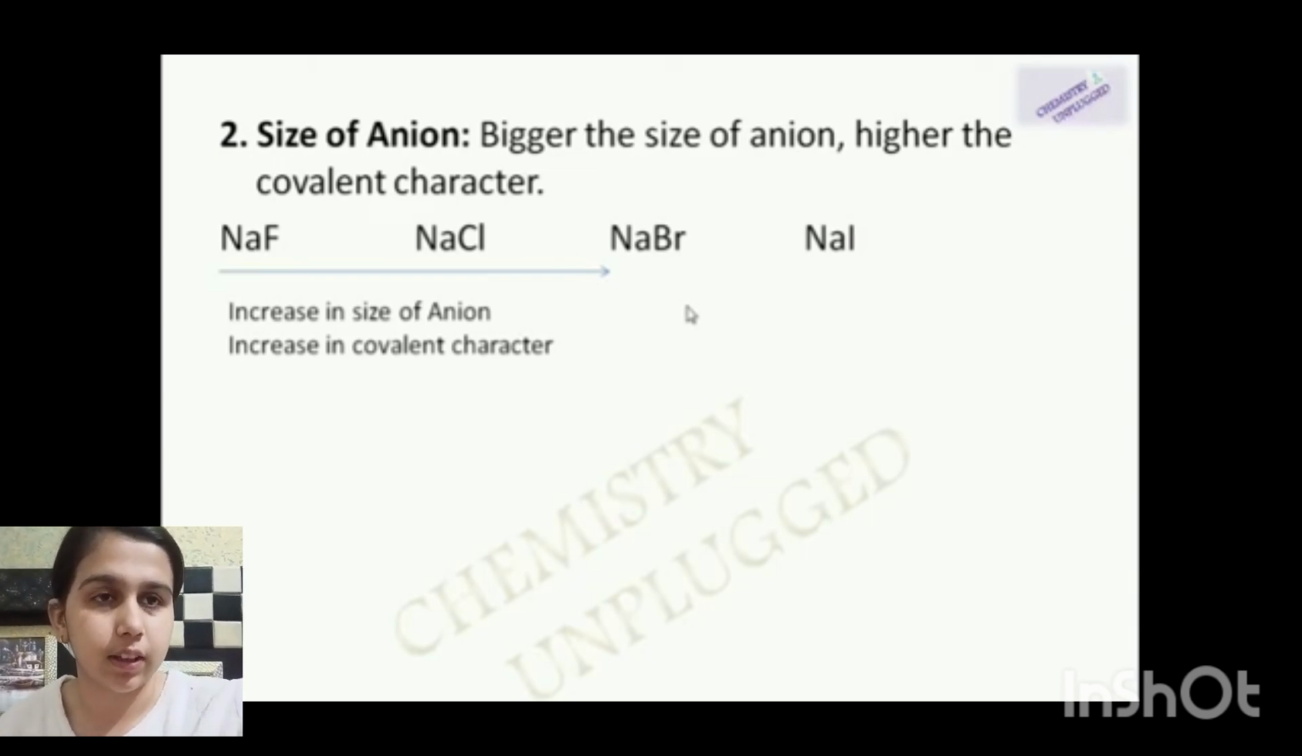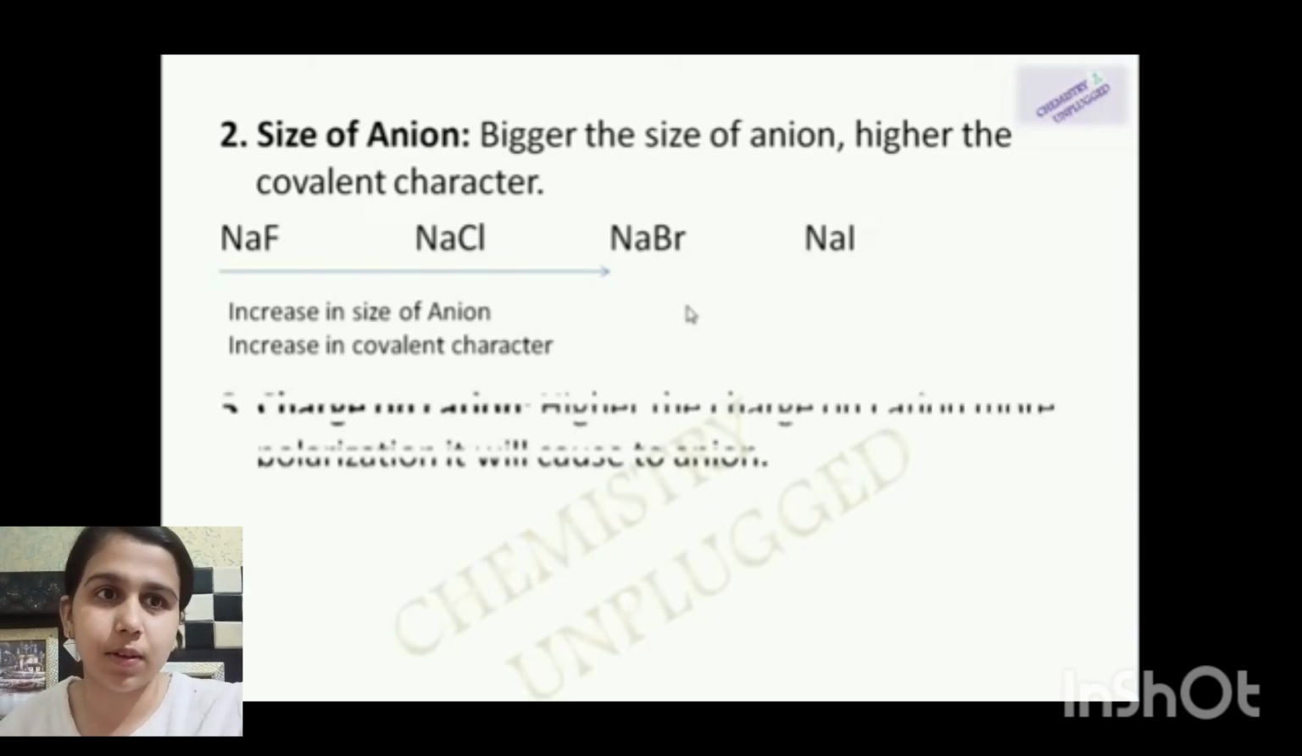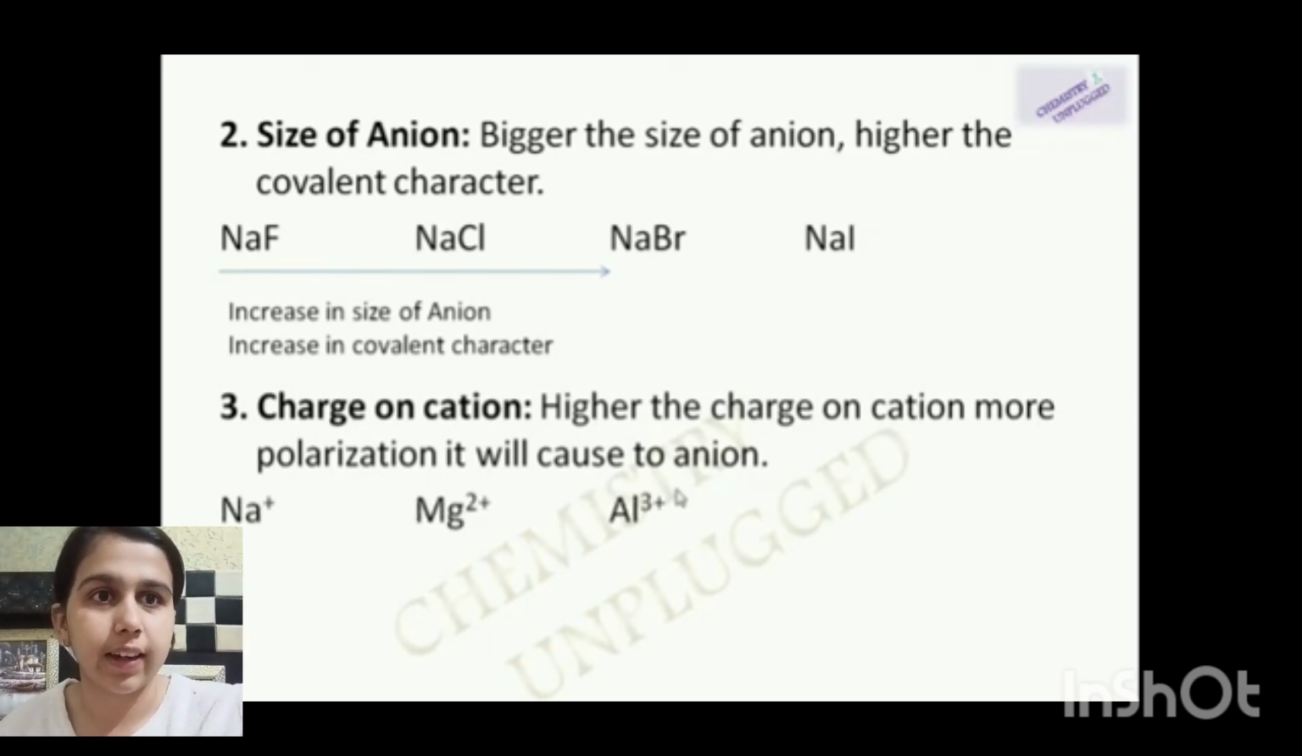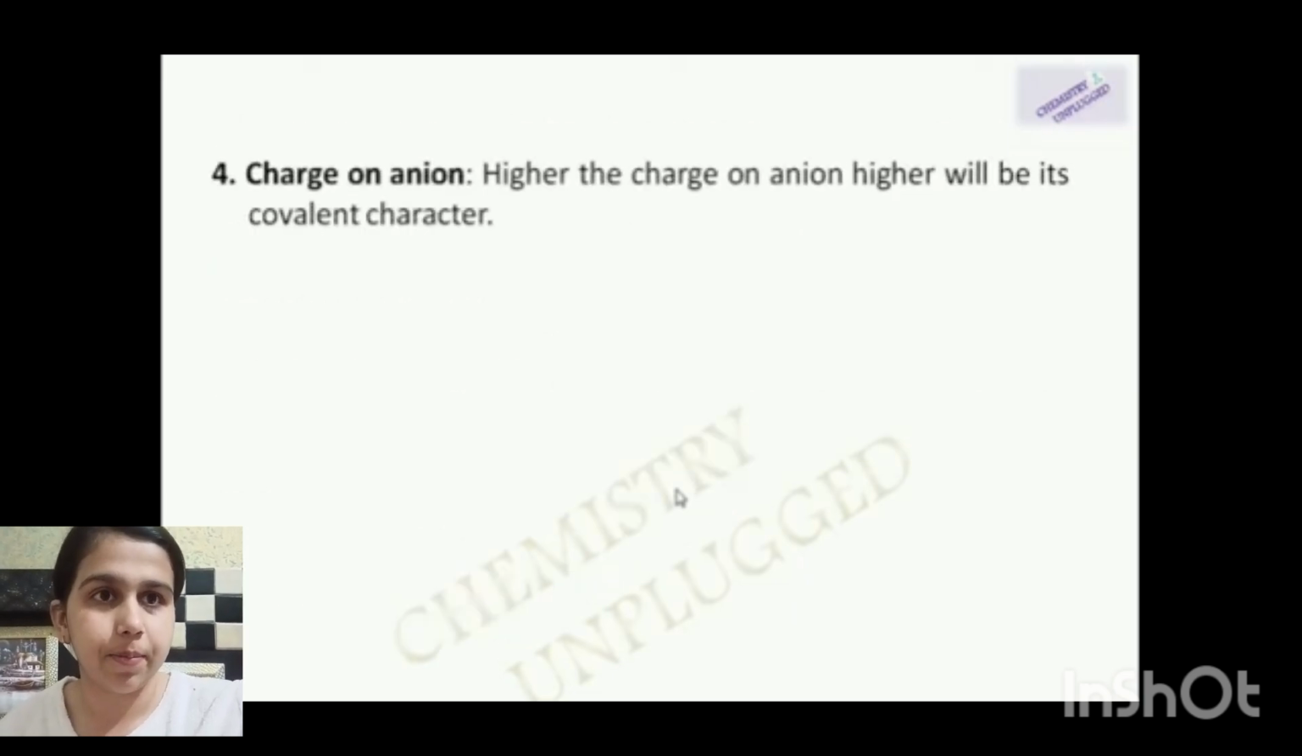Then, third factor is charge on cation. Higher the charge on cation, more polarization it will cause to anion. For example, Na+, Mg2+ and Al3+. The difference in size is not so high, but the charge is maximum on aluminium. Maximum charge is Al3+, so it will have more covalent character. Next factor is charge on anion. Similar to cation, when the charge on anion increases, its covalent character also increases.